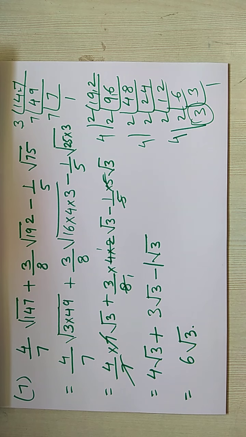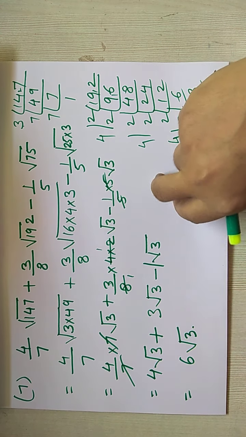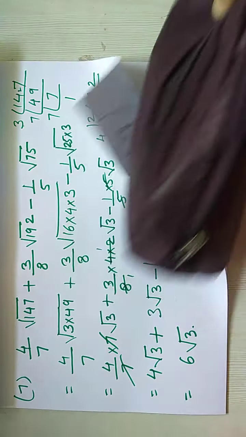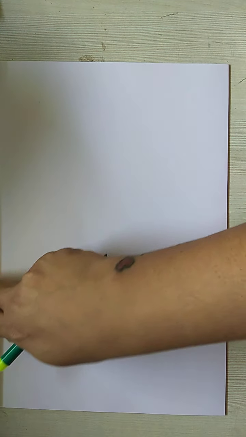Okay, let's try one more sum. Let's try the final sum for today. Okay, we'll try question number 3 from simplify. This was quite easy, so I got out of it without getting stuck. Let's see question number 3 now.